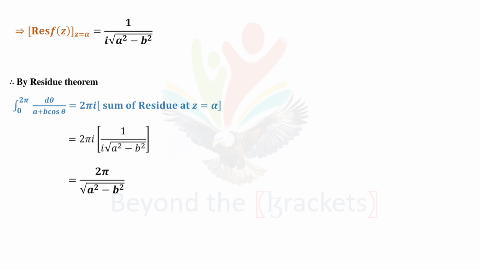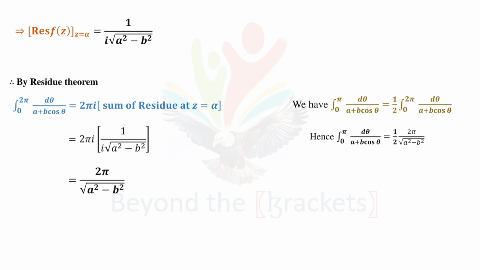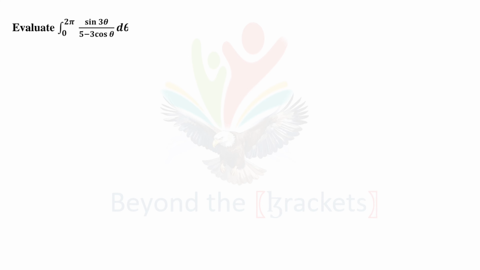To obtain the value of integral 0 to pi d theta by a plus b cos theta, we note that it is 1 by 2 times integral 0 to 2 pi d theta by a plus b cos theta. So on simplification, the answer will be pi by square root of a square minus b square. Moving on to the next question.